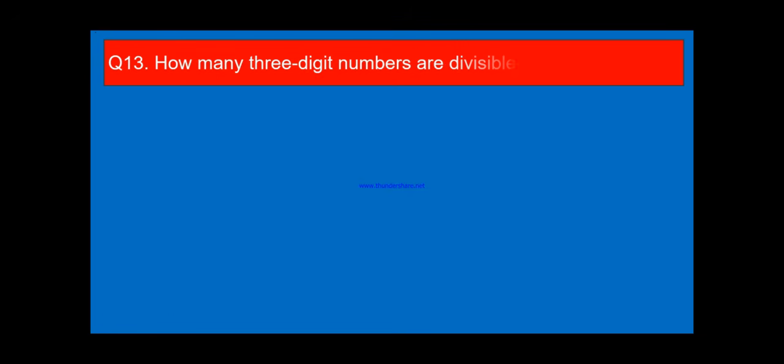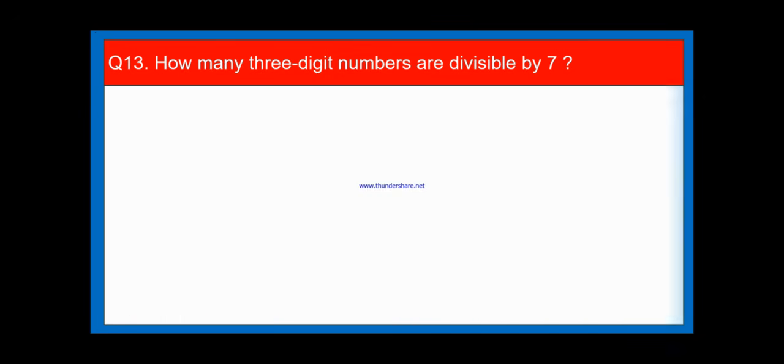Now let us look at question number 13. Here is question number 13. How many 3-digit numbers are divisible by 7? I shall repeat. How many 3-digit numbers are divisible by 7? 3-digit numbers. What is the least 3-digit number? Yes, the least 3-digit number is 100. And what is the greatest 3-digit number? Yes, the largest 3-digit number is 999, isn't it? Okay. Now from 100 to 999, how many numbers are divisible by 7?